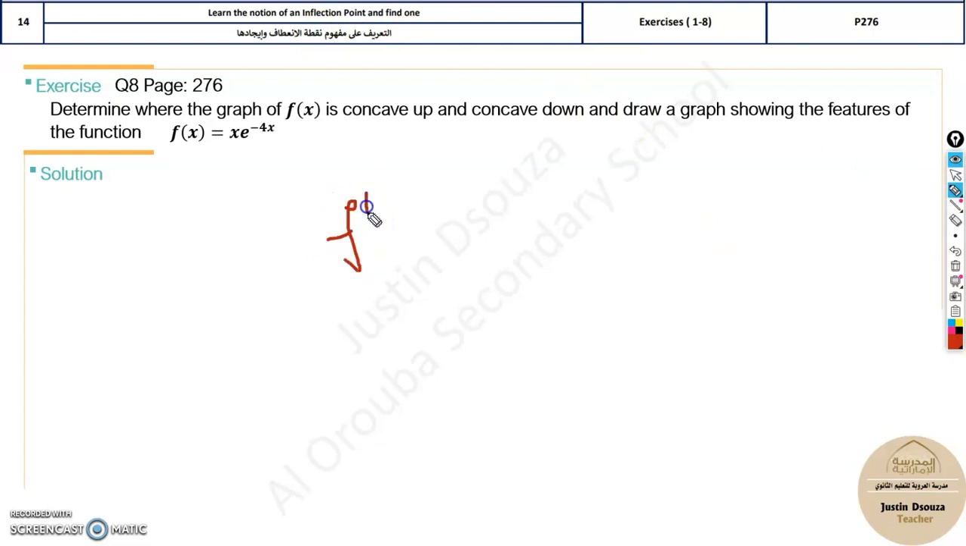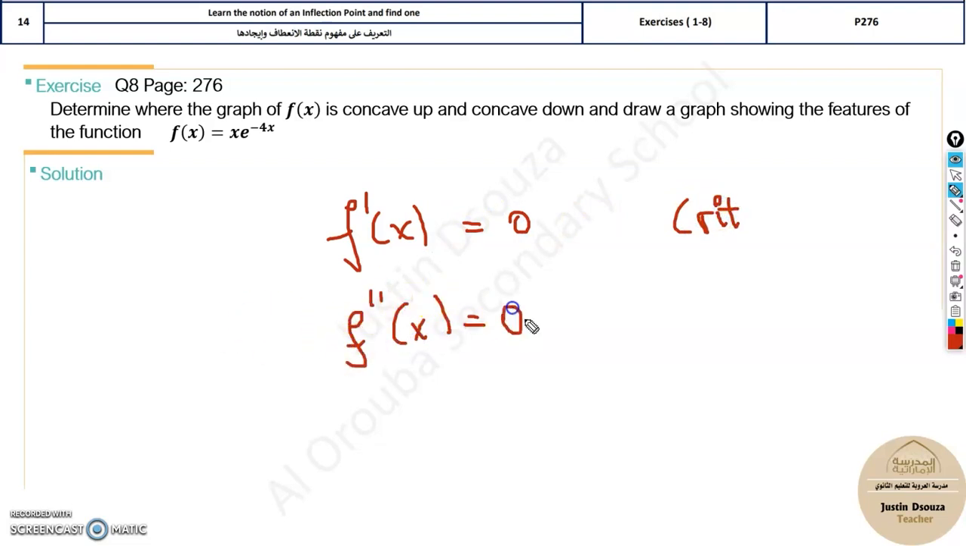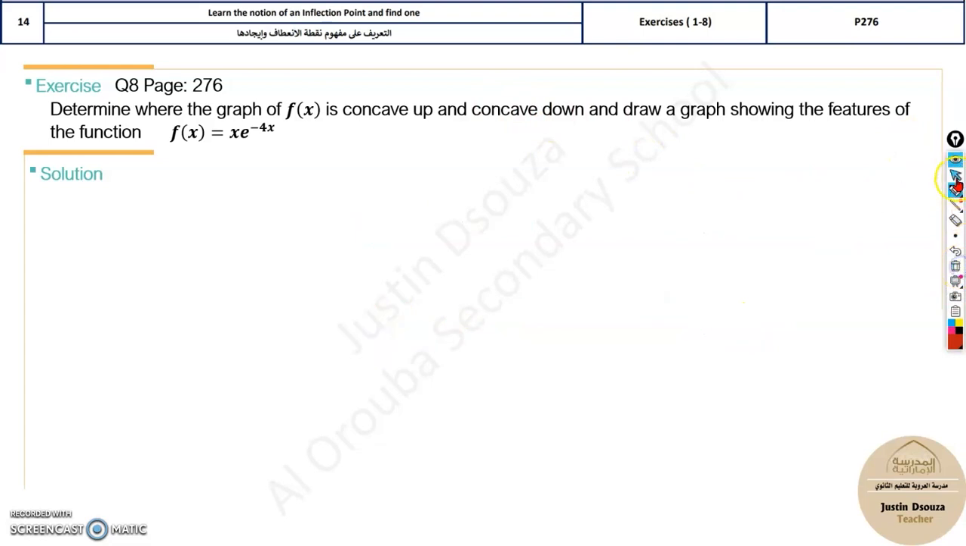First, let's see over here. When we derive the function once and equate it to 0, we'll find critical values. When we derive it 2 times and equate it to 0, then we will find inflection points. Now, this is what we need to solve for. This is the function over here. You need to use the product rule.